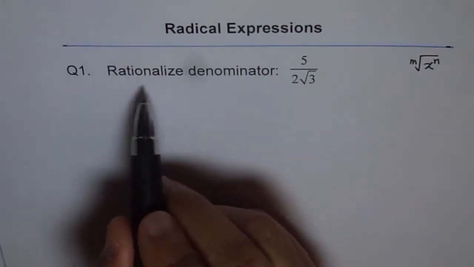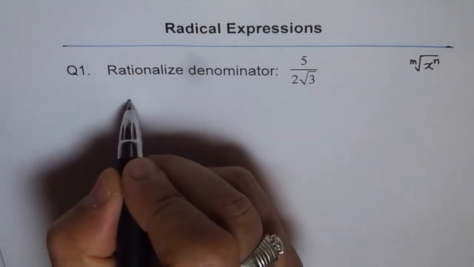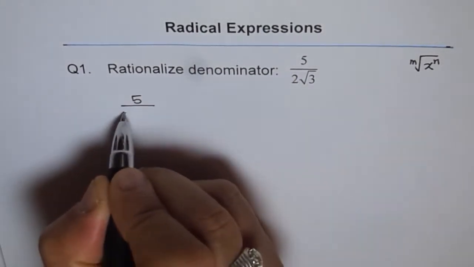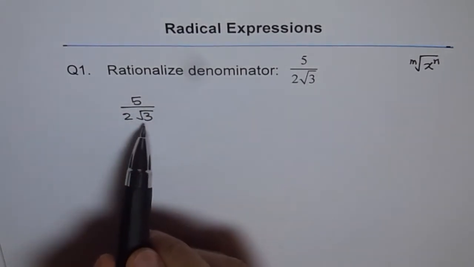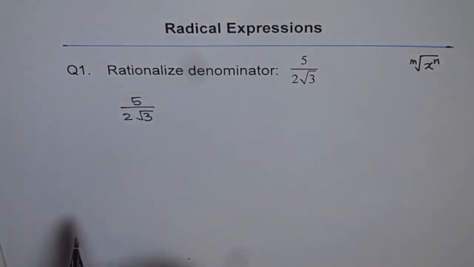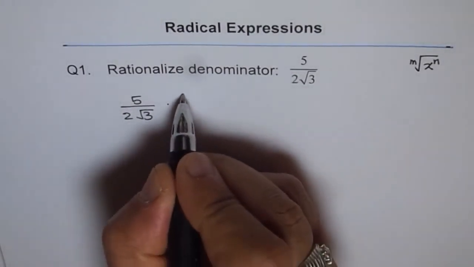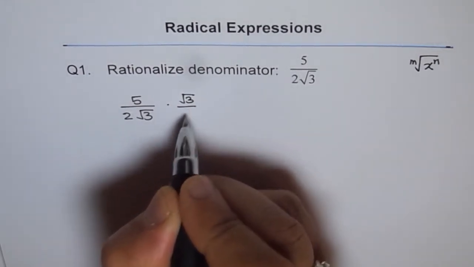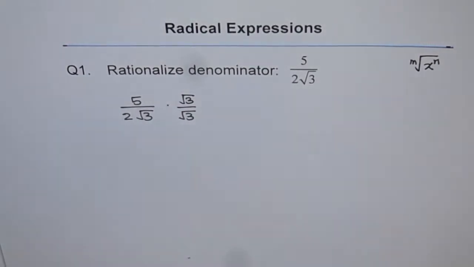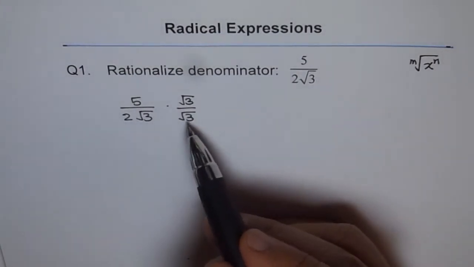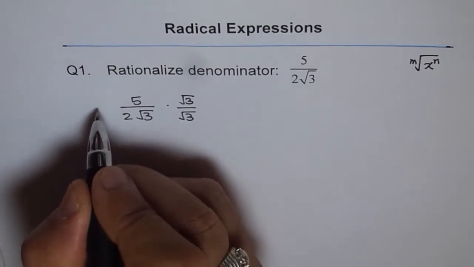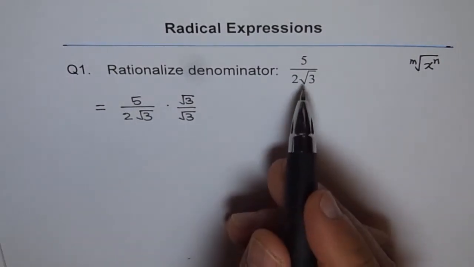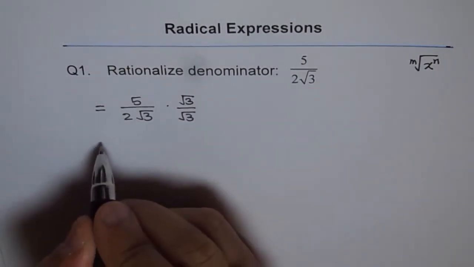Okay, rationalizing the denominator. We are given the expression 5 over 2 square root 3, and we are supposed to get rid of square root 3 from the denominator. The best and easiest way to do this is to multiply by square root 3 over square root 3. Correct? Now square root 3 over square root 3 is 1, so when I multiply by 1, it is the same as the given expression. So I can write this as equal to the given expression. Correct? Now let's multiply it.